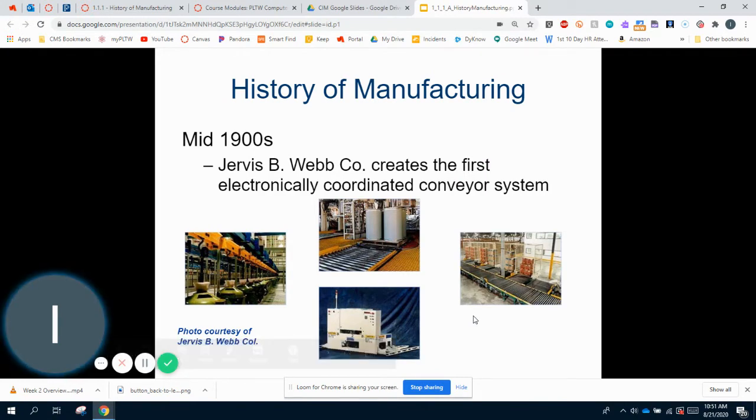Throughout the mid 1900s, the Jarvis B. Webb Company creates the first electronically coordinated conveyor system. These are conveyor systems Henry Ford used to build his cars, and they have continued to work on their conveyor systems and offer a wide variety of conveyor systems.